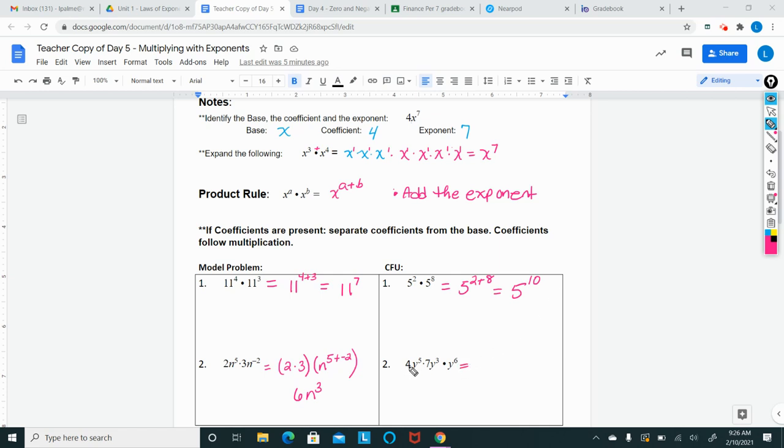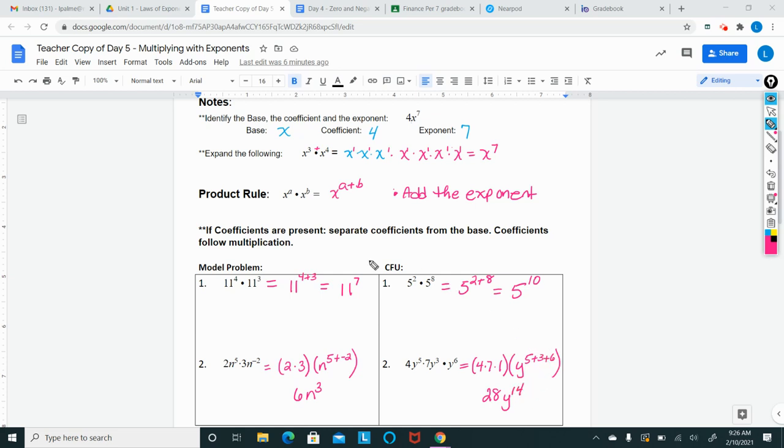For number 2, we have coefficients. So we have a 4, a 7, and remember there is a 1 here. So 4 times 7 times 1. And then we have y's. All the bases are the same, so we can add the exponents: 5 plus 3 plus 6. We have 4 times 7 is 28, times 1 is 28. Y to the 5 plus 3 is 8. 8 plus 6 is 14.